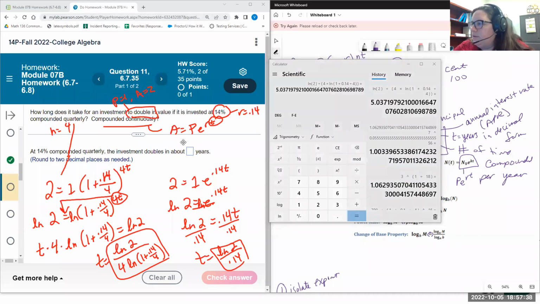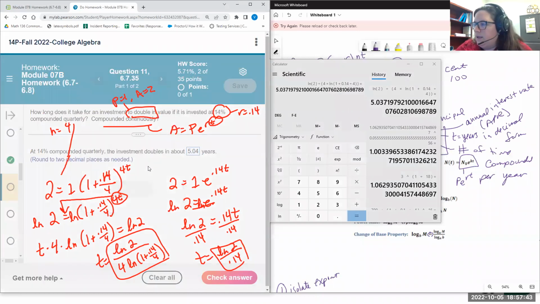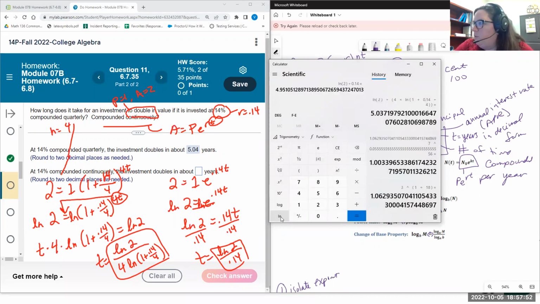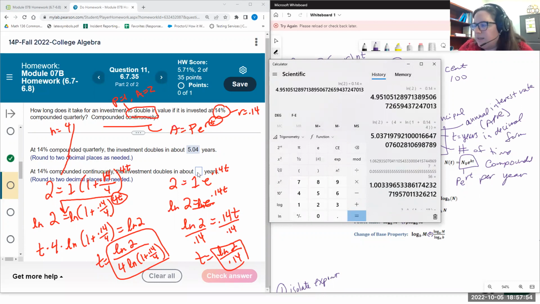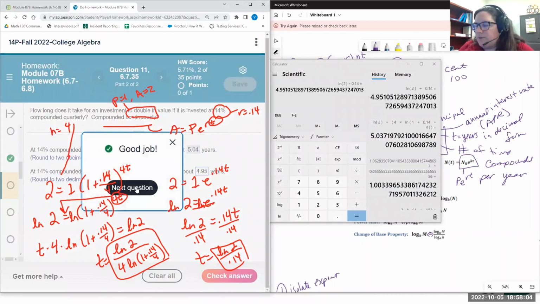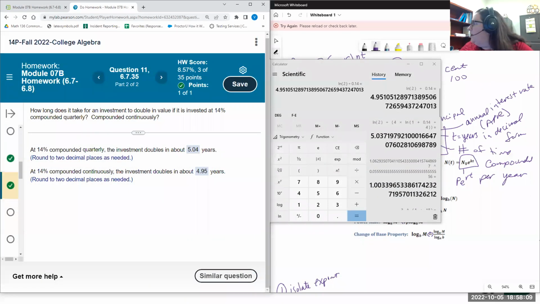So let's see, yeah, so that worked. And then for the continuous, it's just ln of 2 divided by the 0.14. So that goes a lot quicker, and it comes out taking a little less time. The more often it's compounded, the faster it grows, although it's kind of a diminishing increase. But yeah, so that's finding the time with how long it takes to double.